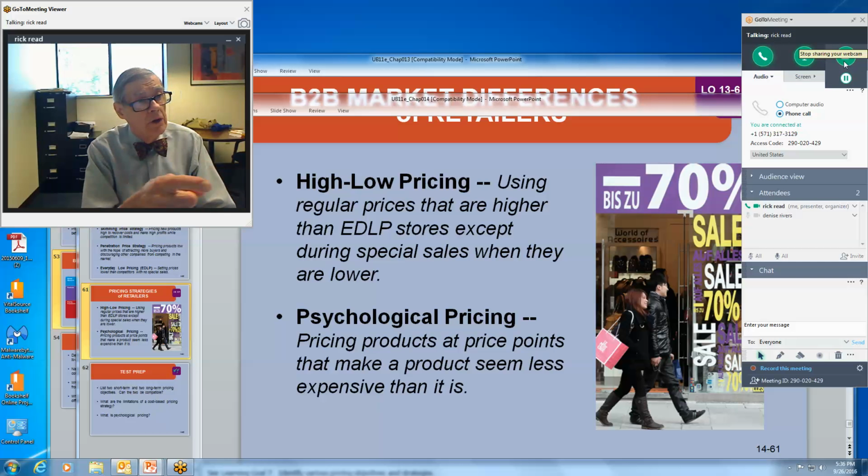Notice here that this is higher than the everyday low prices people pay, except when they're going to have special sales, and then they're a lot larger. And then psychological prices that make us think the product is less expensive than it really is.